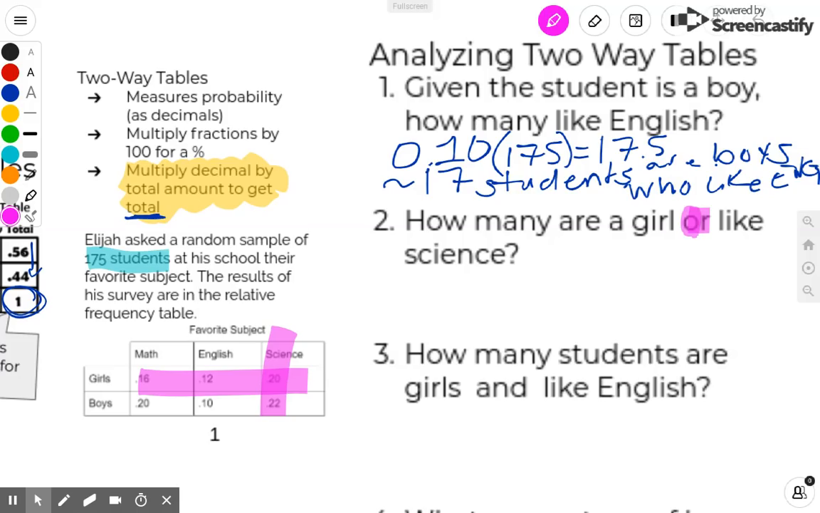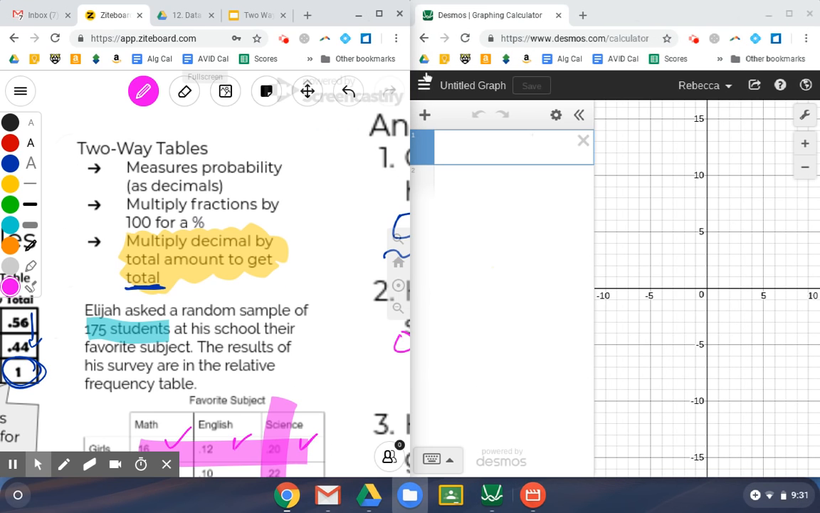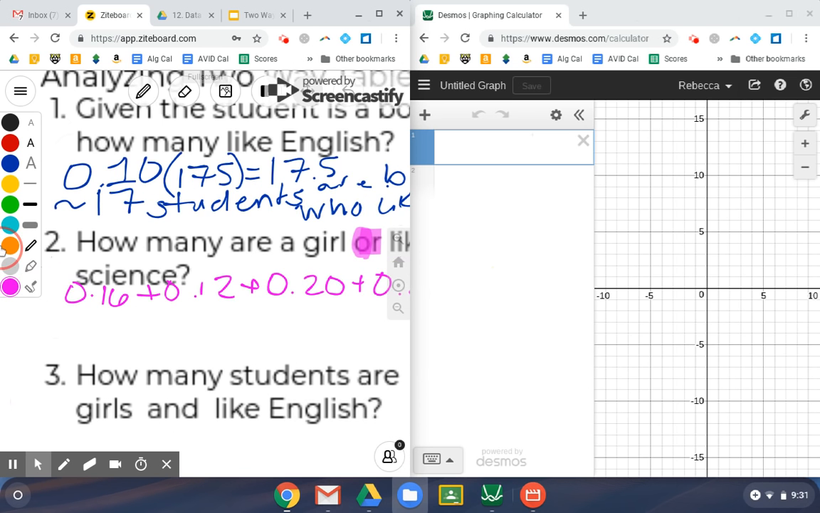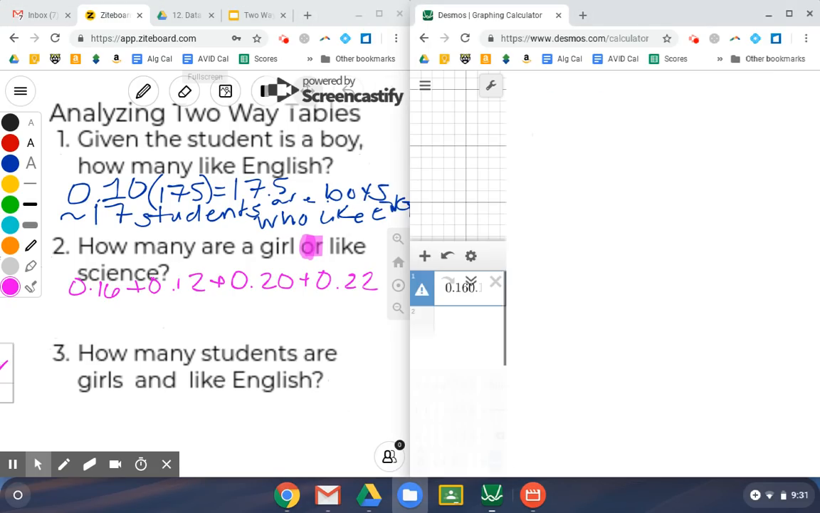So that means that we're going to have 0.16, 0.12, 0.20. I just used this, this, this. And notice I'm not going to count that one again. I'm going to just jump over to the 0.22, the boys who like science. So I need to type all of that into my calculator. If I pull up my Desmos, I've got 0.16 plus 0.12. Oh no.